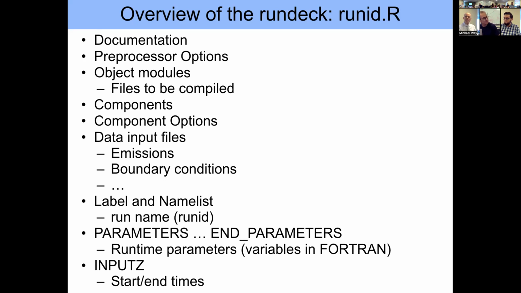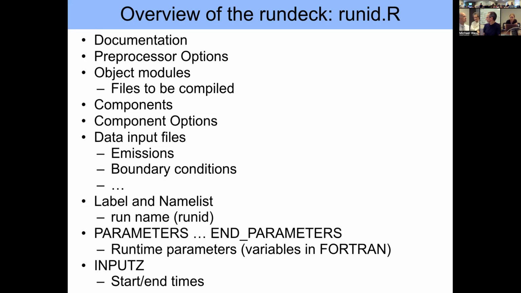Question, Kate? Yes. What is the difference between the name list and the parameters? The label is what your run ID is, and you can write anything you like. That's the name of your run. The parameters are configuration options for the actual code.